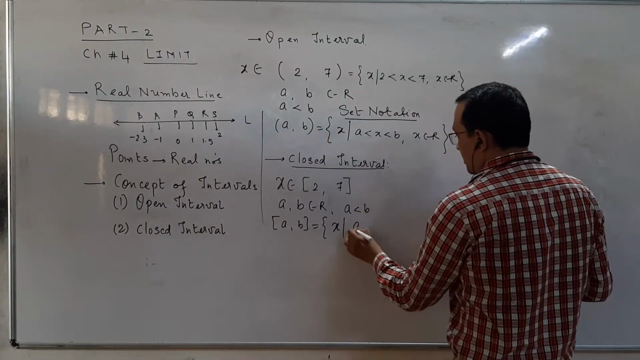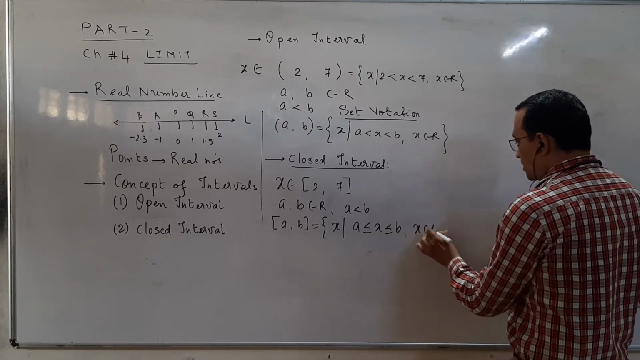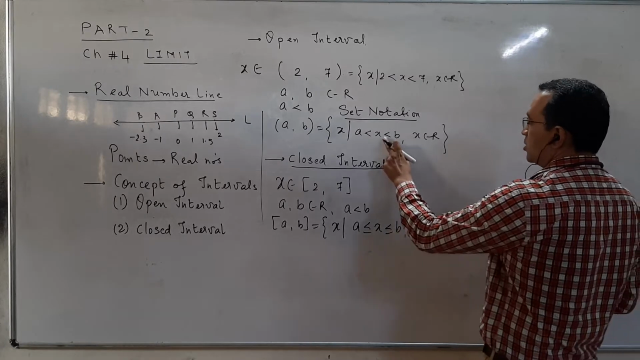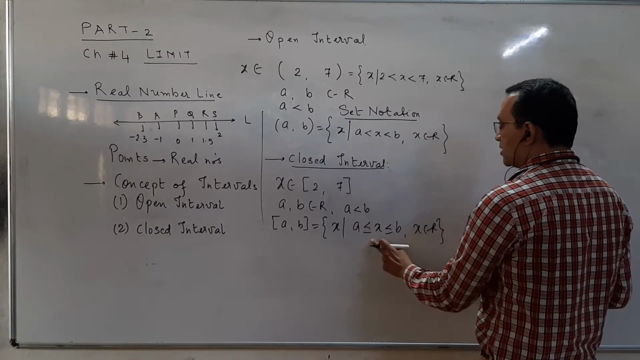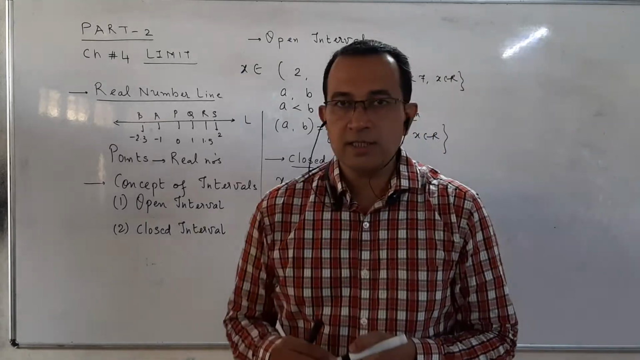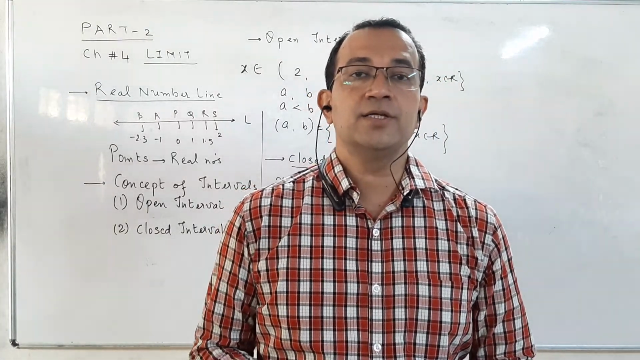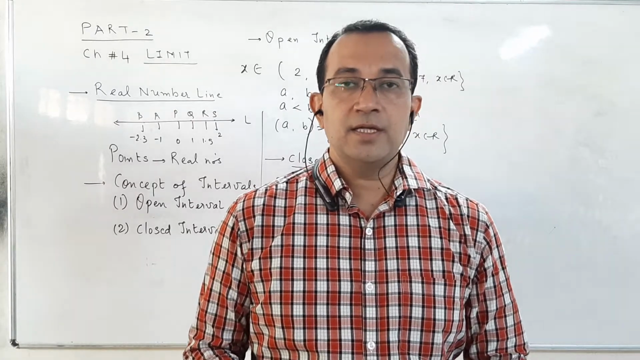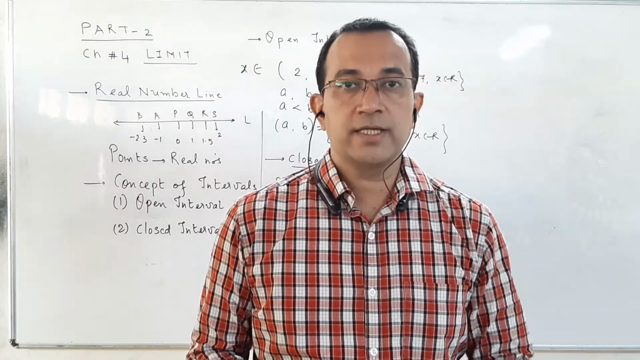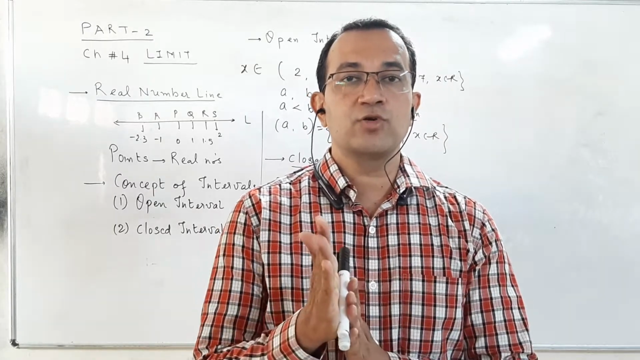x such that A ≤ x ≤ B, x belongs to R. Here, only less than is written; here, less than or equal to, because in a closed interval, endpoints are included. In a closed interval, endpoints are included. So what is the definition of a closed interval?